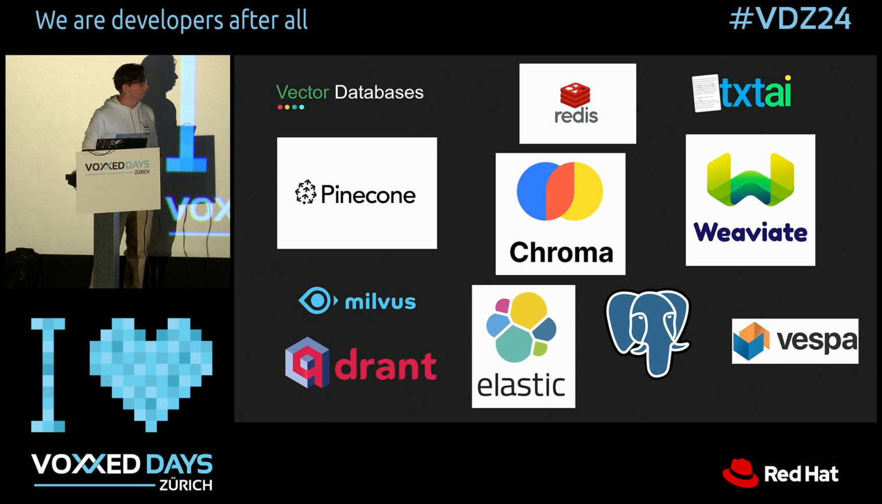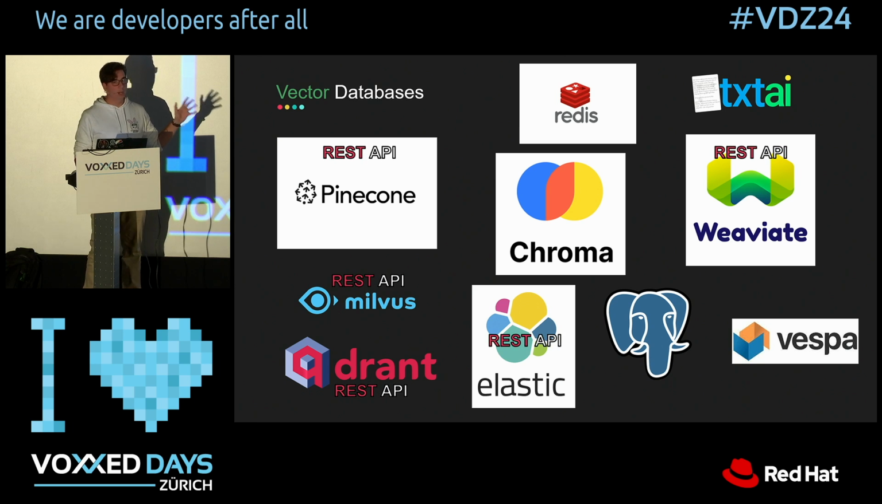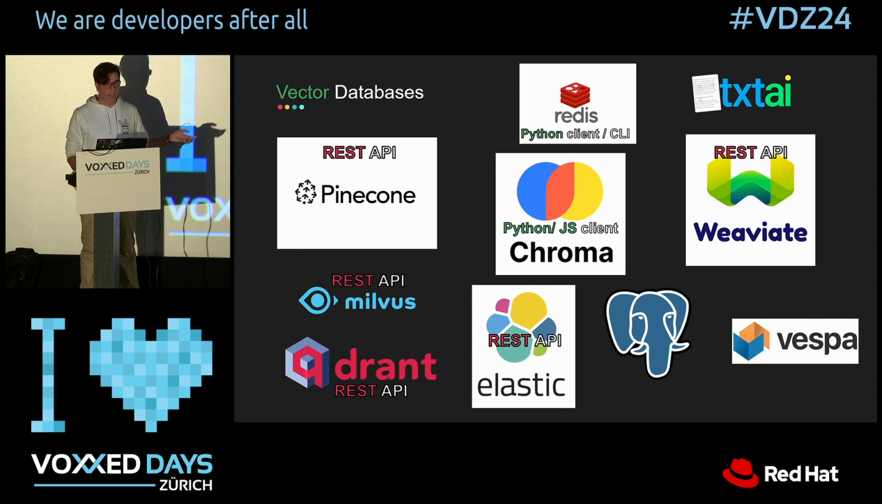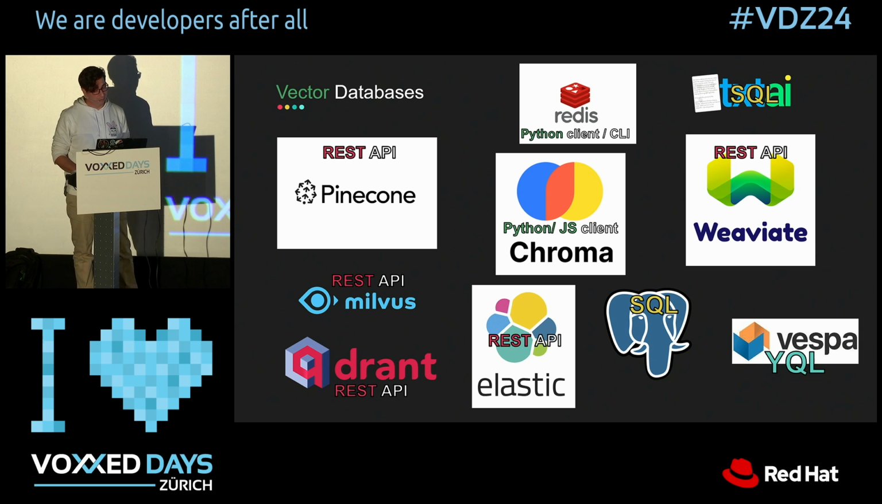Eventually, you want to be querying these databases. Well, Python is king in the world of AI, so all of them have a Python client. But some of them have a REST API, which you can call, like Milvus, Qdrant, Weaviate and Pinecone. Some of them have a JavaScript client or a Python client. Some of them you can call through SQL. And Vespa you can call through YQL, which stands for Yahoo Query Language, which I never heard about, so that was quite interesting.